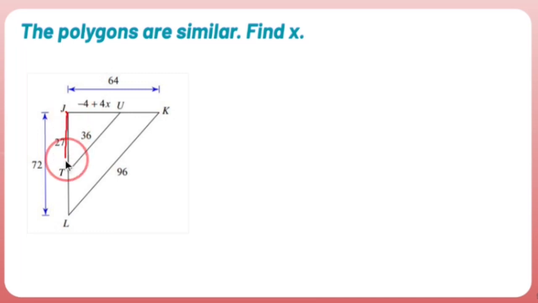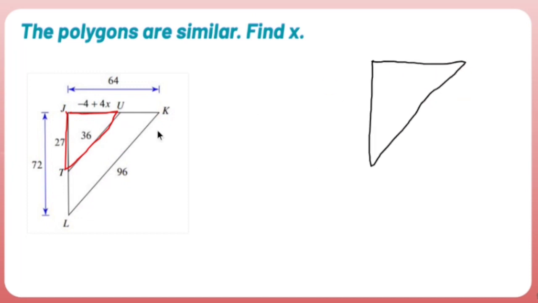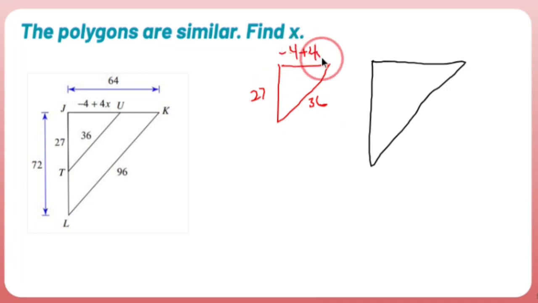I have that triangle living inside of this triangle right there. And if I wanted to, I could rip this apart and write down as much information as I need based off of what I just did. That red triangle was 36 right here, 27 right there, and -4 plus 4x right there. That big triangle was 64 all the way across.